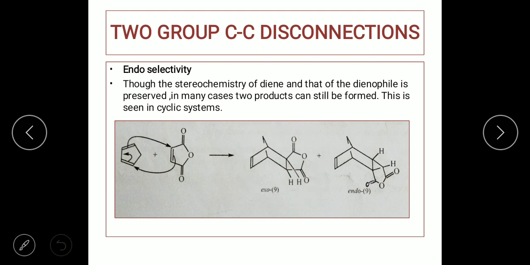Now what happens in an endo isomer is, you can see here these are the functional groups which are attached to the bridged compounds.